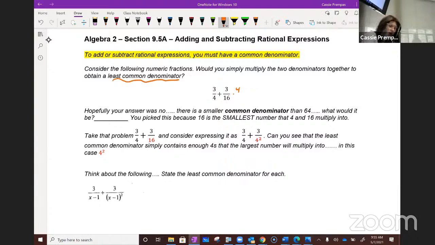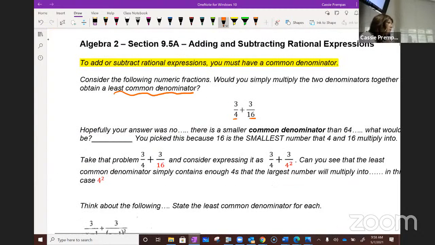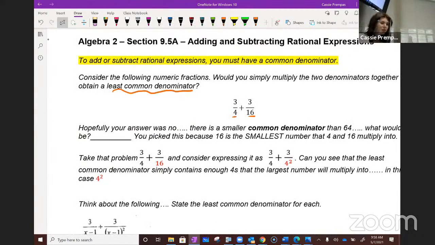Would you just multiply this by 4/4 and this by 16/16? Would that be the least common denominator between 4 and 16? No. What's the least common denominator between 4 and 16? The smallest number that divides into 16 is 4, but the least common denominator would actually be 16. And I think I heard 4 because we would multiply this side by 4/4 to obtain that 16.